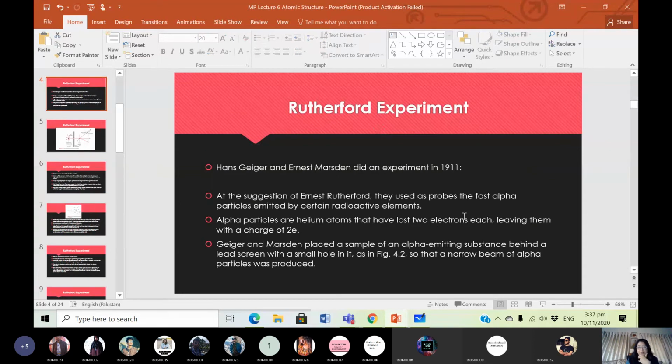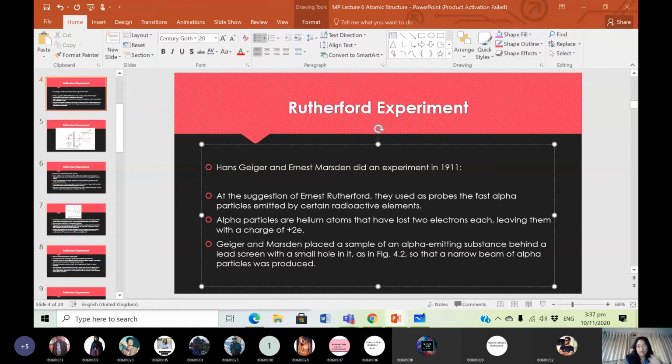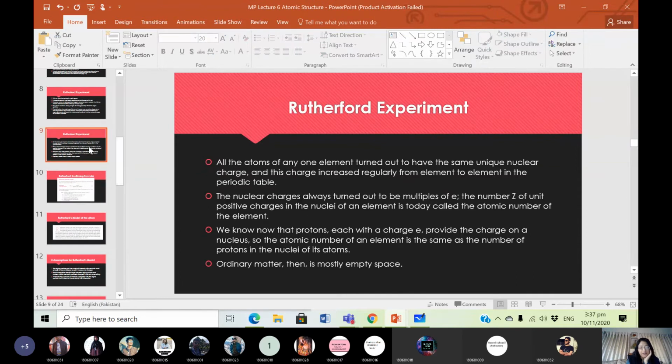Helium atoms have lost 2 electrons. We are concerned with alpha particles that are also positively charged because they have a charge of positive 2e, because they have lost 2 electrons. So they're positively charged, so they will be repelled by the positive charge of the nucleus.